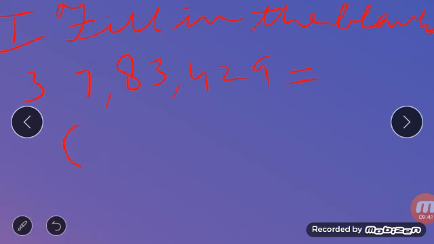What is the way? Like dash multiply 1. How many zeros are there? 5 zeros means 1 lakh. So what you have to write? See, ones, tens, 100, 1000, 10,000, lakh. So what is in lakhs place? 7. So 7 multiply 1 lakh.